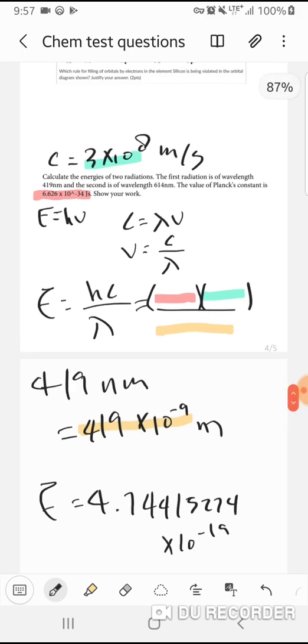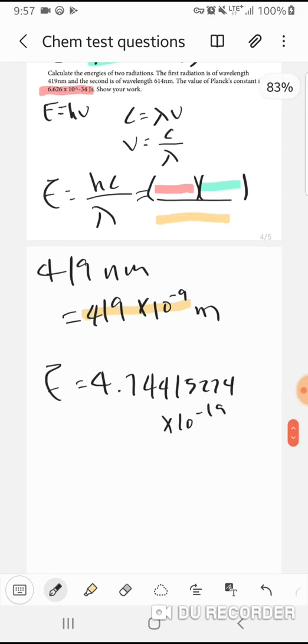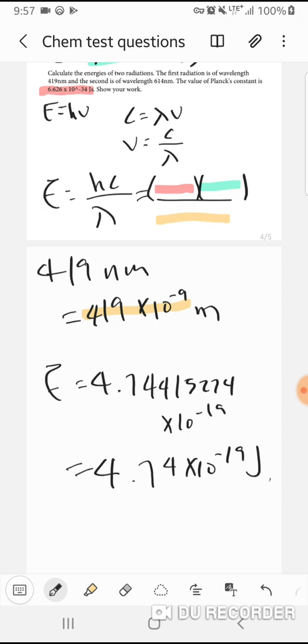Let's just round it to 3 significant figures: 4.74 times 10 to the negative 19th power joules. So that's our first energy.